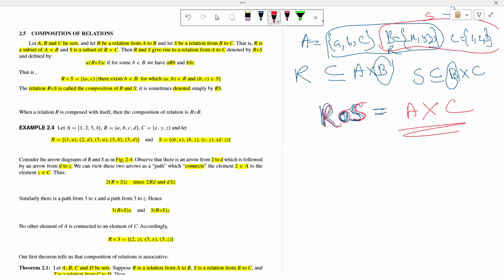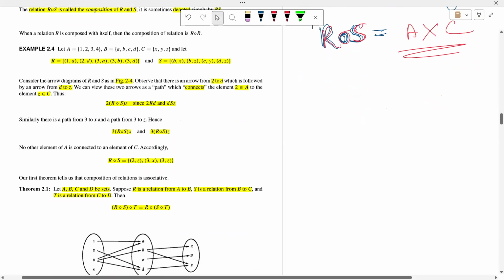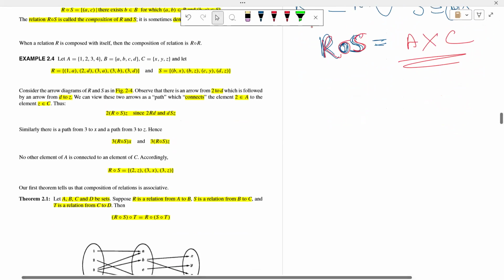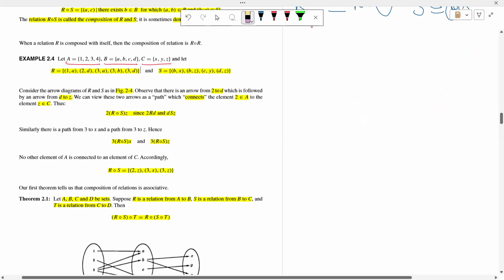So similar to the composition of functions. Now I will explain with an example, then you can easily understand. So just look here. A is a set with four elements, B is a set with four elements, C is a set with three elements. Now they are telling two relations. R is one relation, S is another relation. The easiest way is to draw a diagram. If you draw a diagram, you don't need to worry.